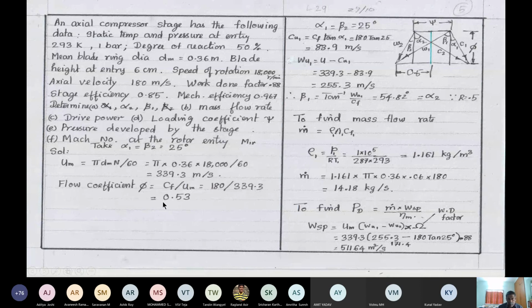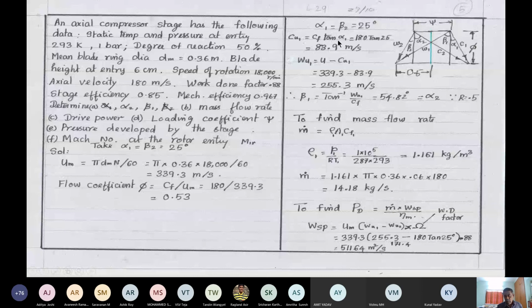The flow coefficient phi is Cf by U. So Cf is given, so you get the coefficient. You're not asked, but if you want to construct the non-dimensional velocity trapezium, you need this, the flow coefficient. Then we can easily find out the angles.